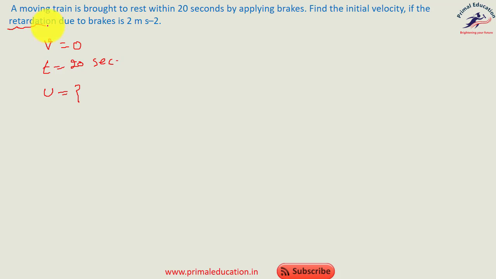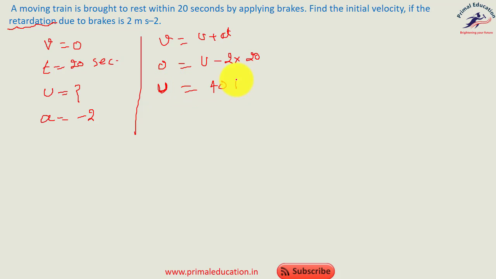So retardation is nothing but negative acceleration or deceleration. So we can write a is minus 2. Why minus 2? Because it's a retardation, and retardation is nothing but negative acceleration. So put all this information in the equation. What is the equation? v equals u plus at. So v is 0, u we need to find, minus 2 into time, which is 20. So the initial velocity u is nothing but 40 meters per second.